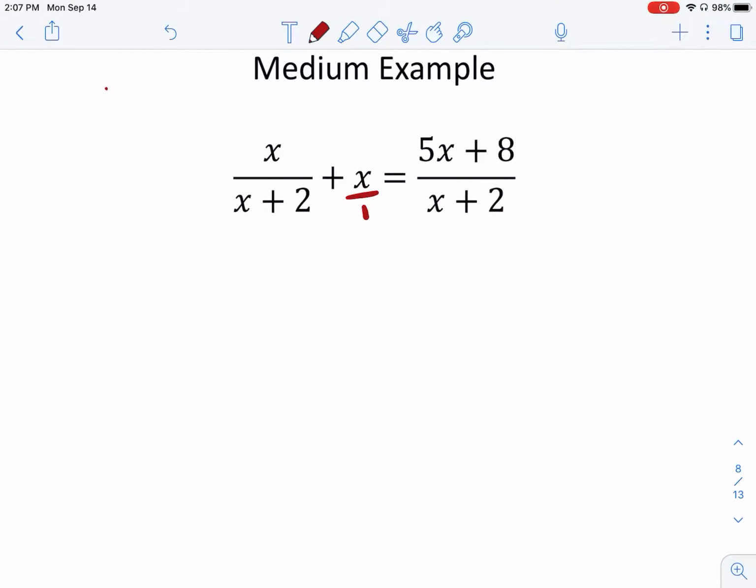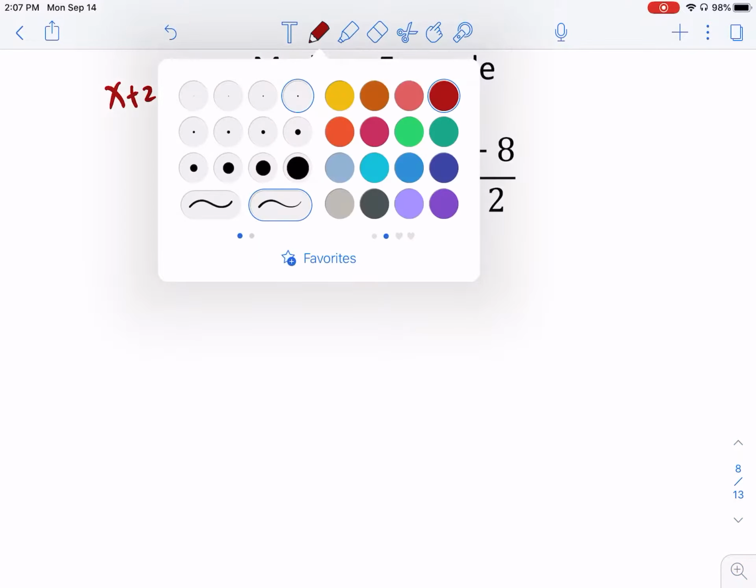So I can come over here and say x plus 2 cannot equal 0. Therefore, x cannot equal negative 2. So I found my restriction. Once again, this one didn't matter because there wasn't a variable in the denominator. Now I'm in my addition and subtraction stage.